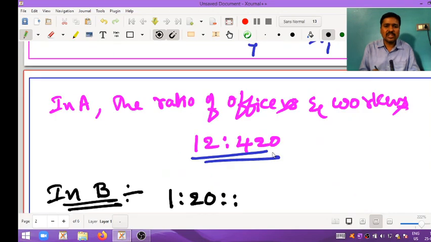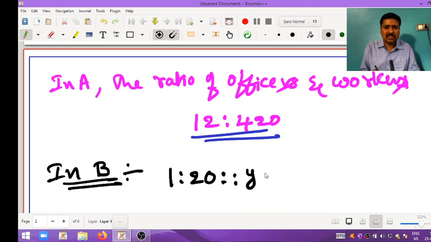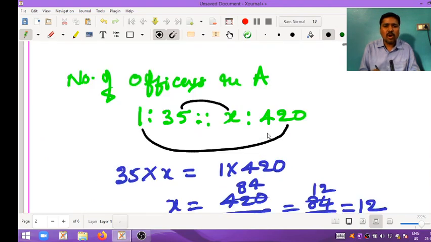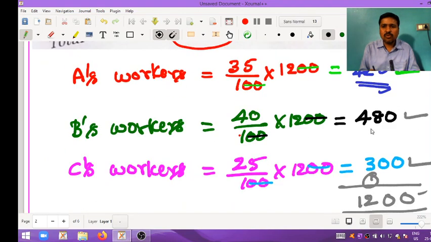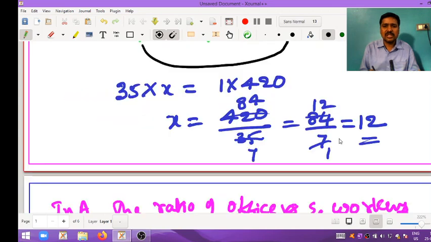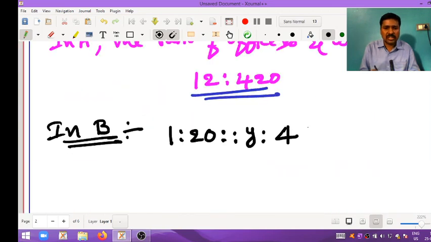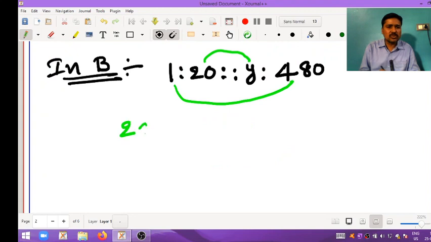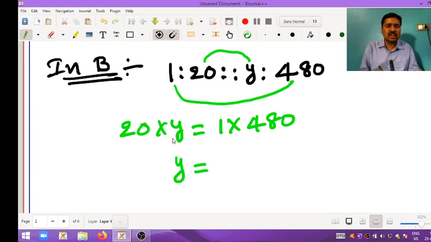So that's why we take the number of officers as y. How many workers are in B? 480 workers in B, so the ratio is y to 480. Now the product of the means is equal to the product of the extremes. So 20 into y is equal to 1 into 480. So y refers to the number of officers in company B.